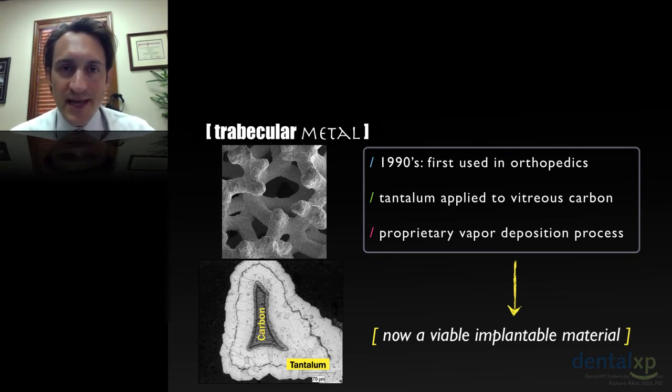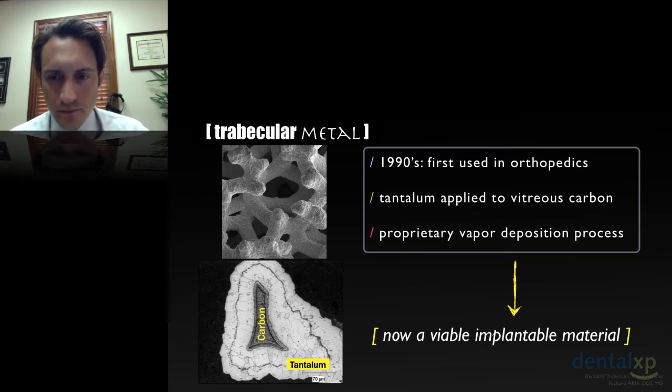As I've looked into tantalum and researched on my own, I was wondering why tantalum hadn't been available for so long, because titanium's been around a long time as an implantable material. The problem with tantalum is that it has a very, very high melting point, and that has made it very difficult to make lots of applications for it.